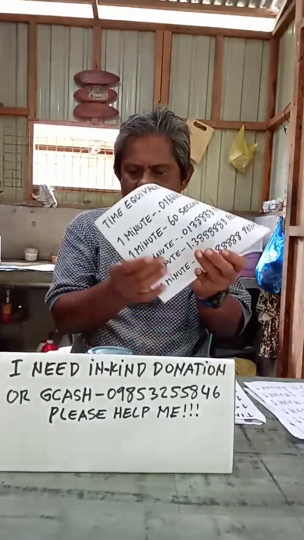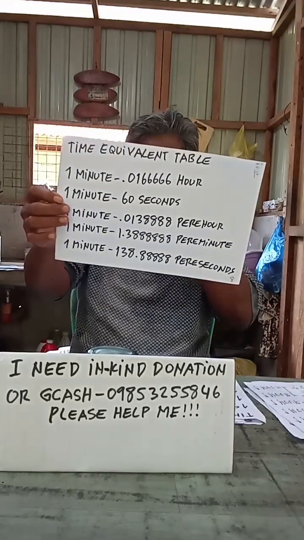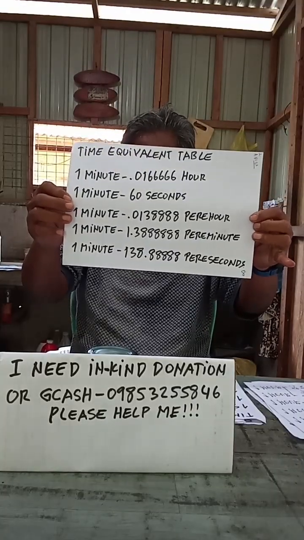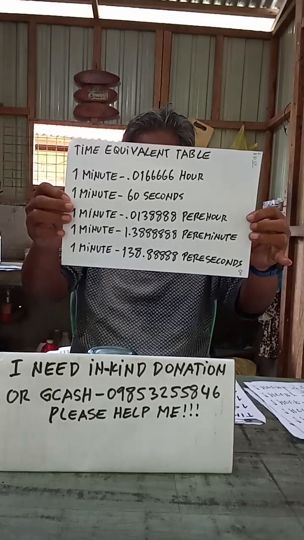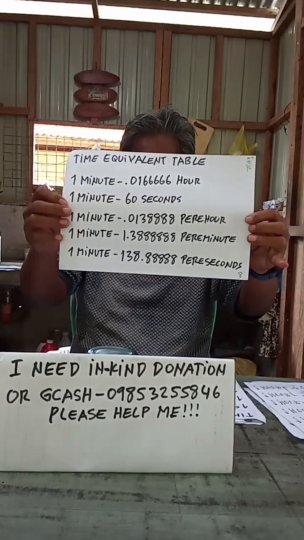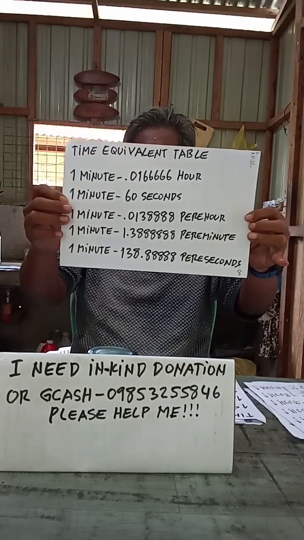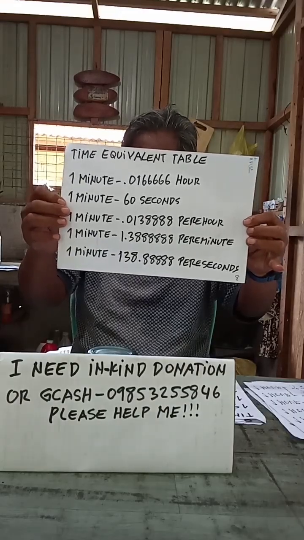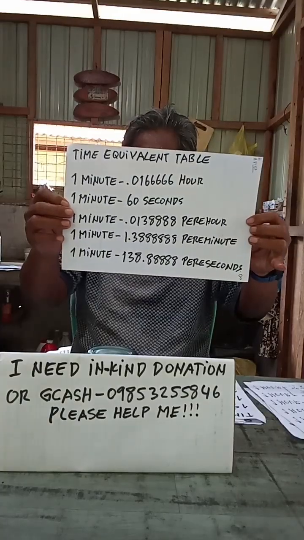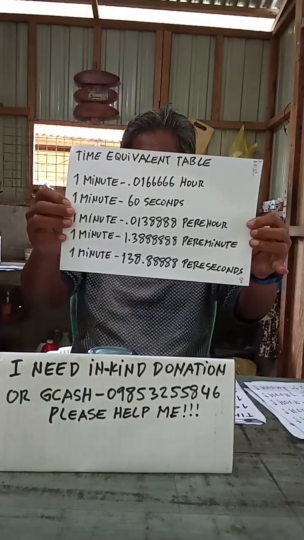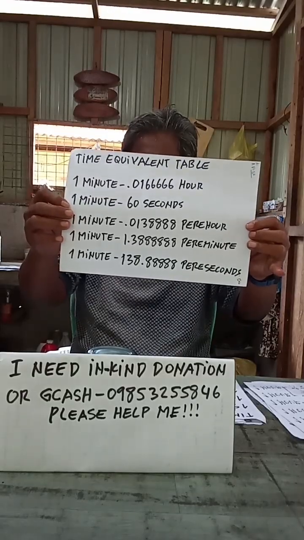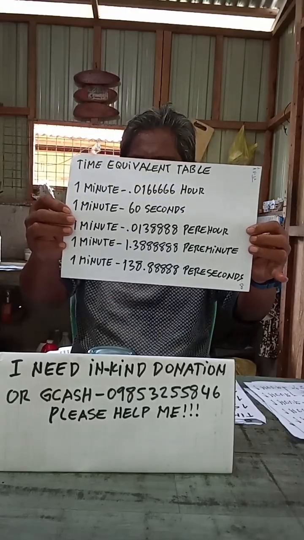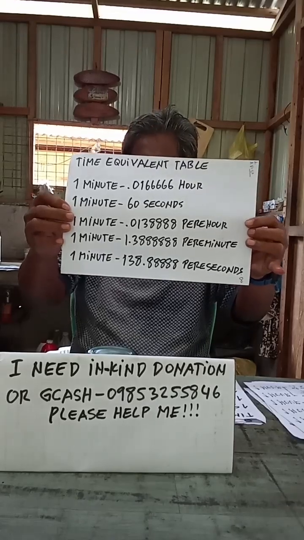So continue. Time equivalent table. 1 minute is equal to 0.016666 hour. 1 minute is equal to 60 seconds. 1 minute is equal to 0.013888 per hour, Peregrino Sienes Time, or PST. 1 minute is equal to 1.38888 per minute PST. 1 minute is equal to 138.88888 per second PST.